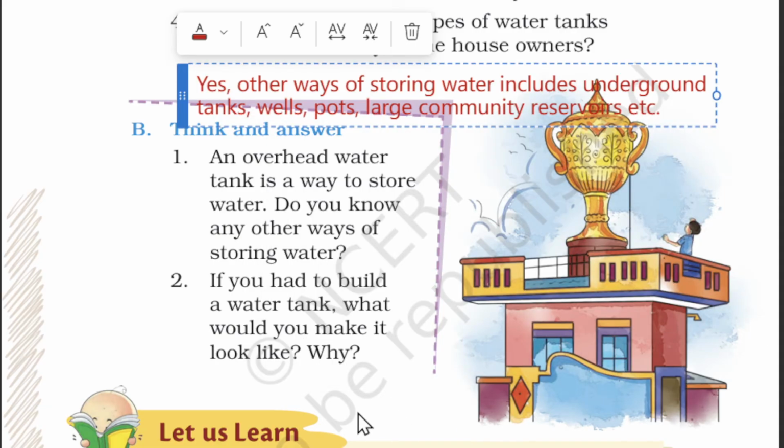Okay, next. If you had built a water tank, what would you have made it like? So, for example, if you are building a water tank, what would you like to make? If I am building a water tank, I love to keep my surroundings very clean and I would like to get fresh air. So I will personally make a water tank in the shape of a tree. And also I love pets, so I would like to design my water tank as a pet dog. So it depends, students. Whichever you like, you can write the answer for this question.